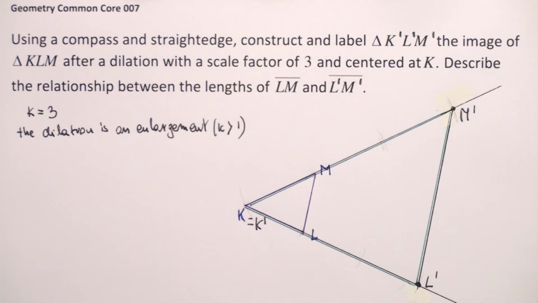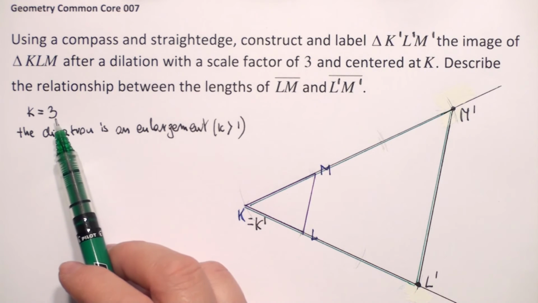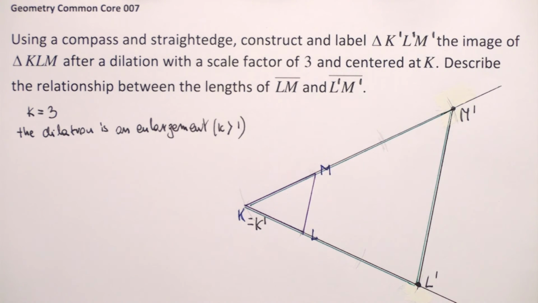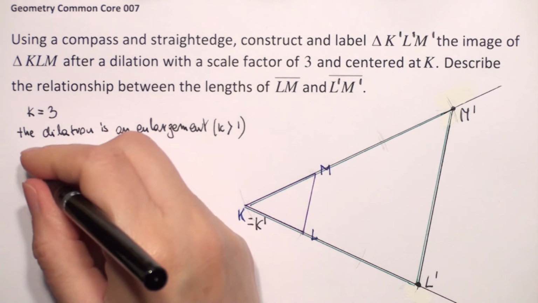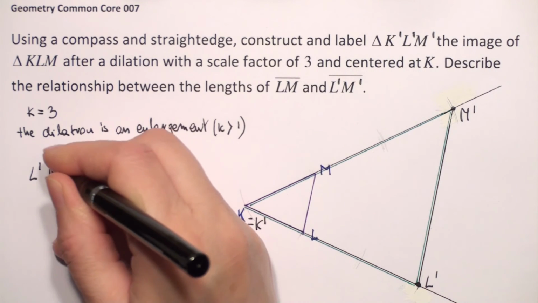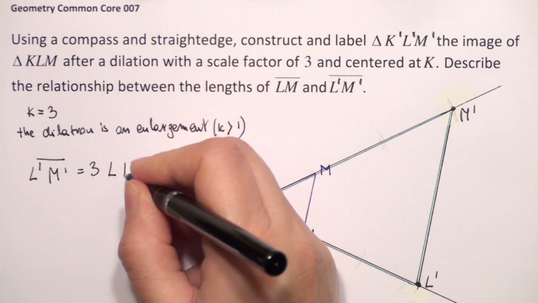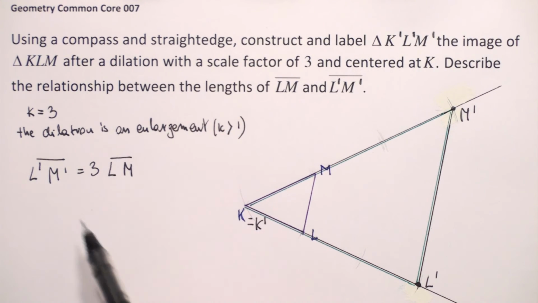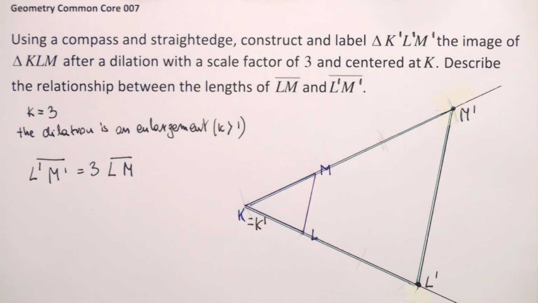We have to describe the relationship between length LM and L prime M prime. Because k was 3, we can write that the length of segment L prime M prime will be 3 times the length of segment LM. Why? Because the scale factor of dilation was 3.